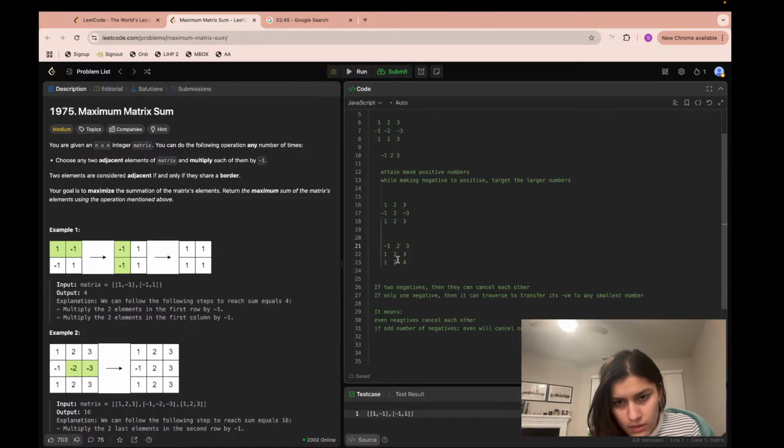If there is some even number, then they can cancel each other, you know. So this -4, so the negative will be transferred here, then this and this will cancel, and this is negative, so it can go here, and this can cancel. But if there was one negative remaining, then it cannot cancel anything.